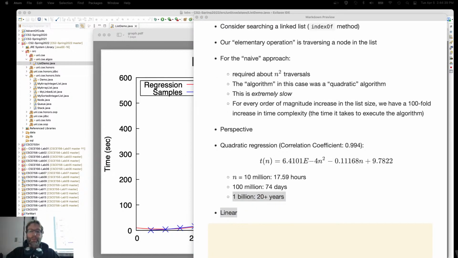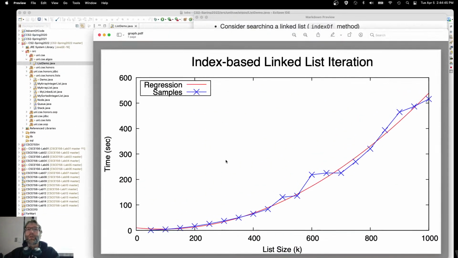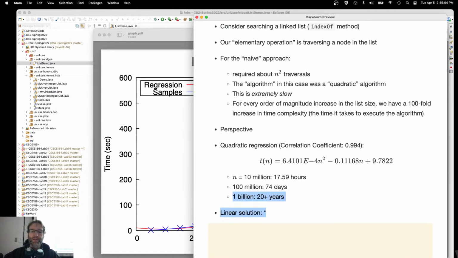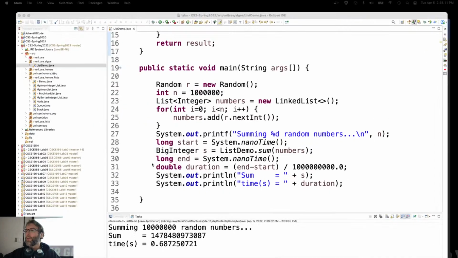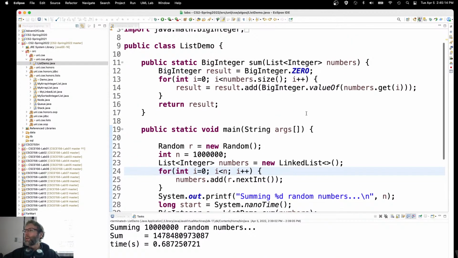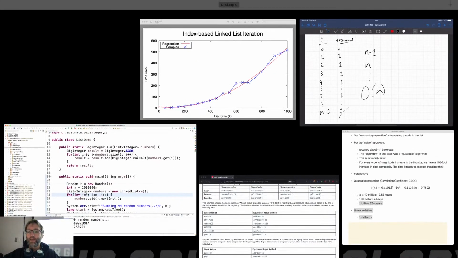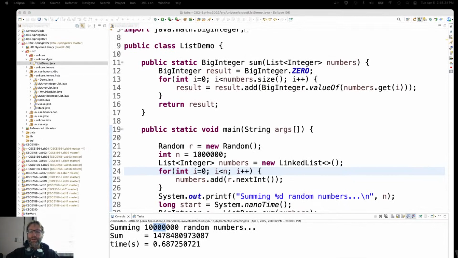What about that linear solution? I could have graphed it along with this, but I didn't, because what would it look like? It'd definitely be a linear line, but you wouldn't even be able to see it. Why? It would just follow the x-axis. Even for 1 million elements, I think it would be less than, what was the number? You tell me. Oh, that was 10 million. So it would have been 0.06 seconds. 0.06 seconds, right?